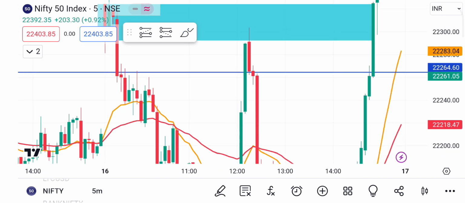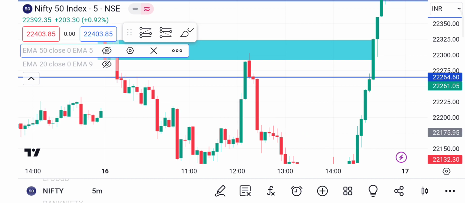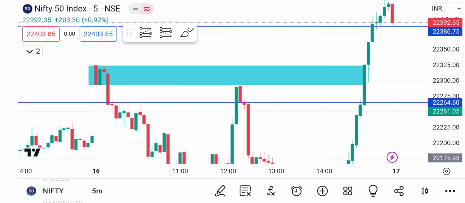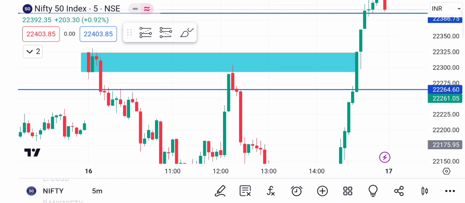If you see here in this chart, okay, I'll remove these EMAs. EMA I use when I miss these opportunities, then I work on EMAs. We will discuss that in a different video. It's actually a very good strategy using EMA. We will discuss that later.